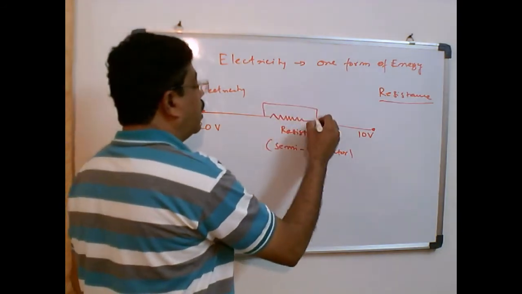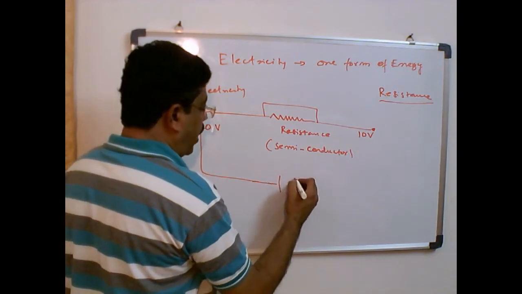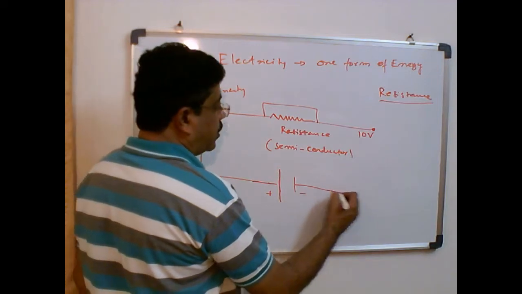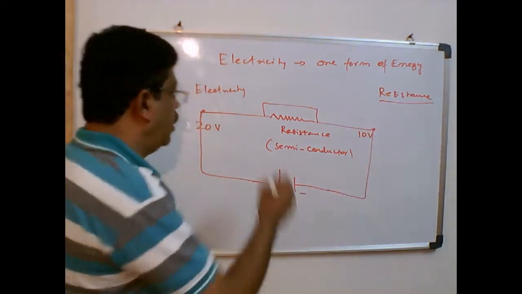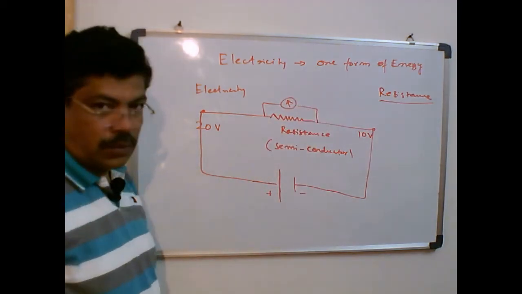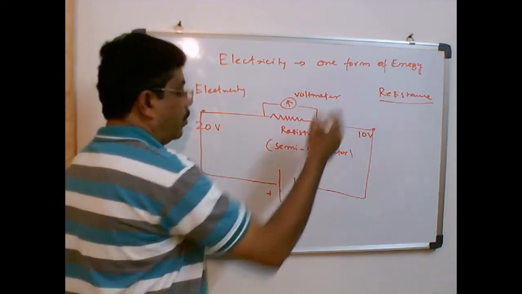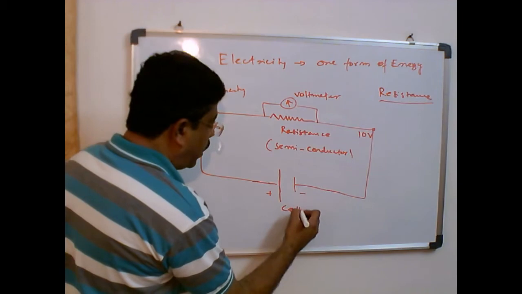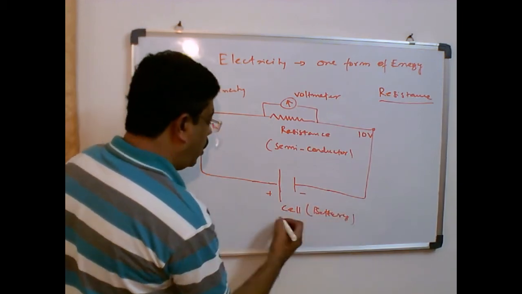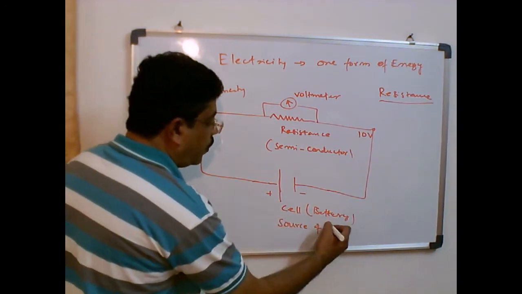If you measure, this should be connected to a battery. A battery symbol looks like this. This is the positive side, this is the negative side. And this is connected to, let us say, a voltmeter. This is what you call a cell or a battery, or in other words, any source of electricity.